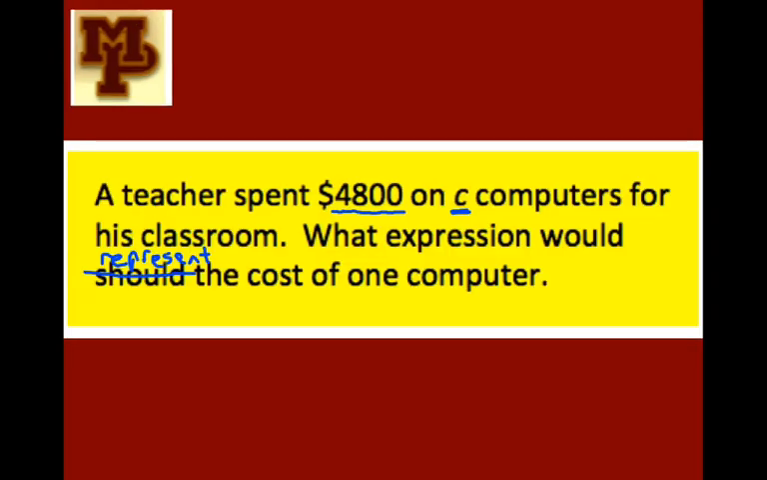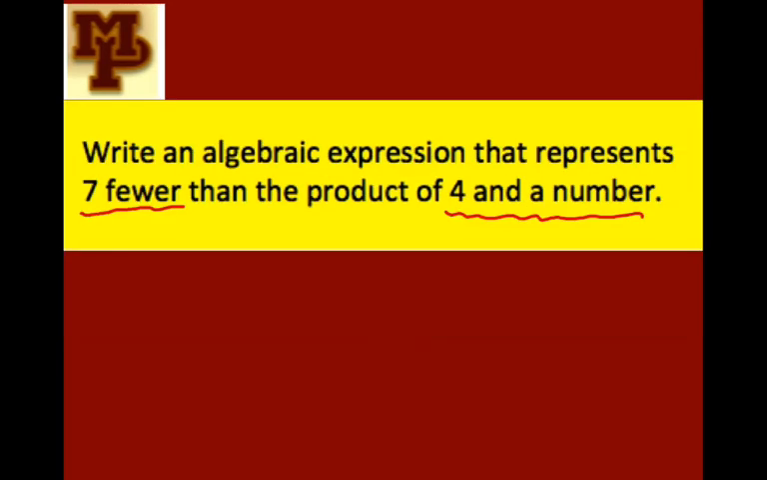So here we go. The first one, you probably remember: if you want to figure out how much it costs for one computer, it's going to be $4,800 divided by however many computers there are, so that would be 4,800 divided by C. If you want to write an algebraic expression, this would be the product of 4 and a number, that's multiplication, and it's 7 fewer than that, so 4x minus 7.